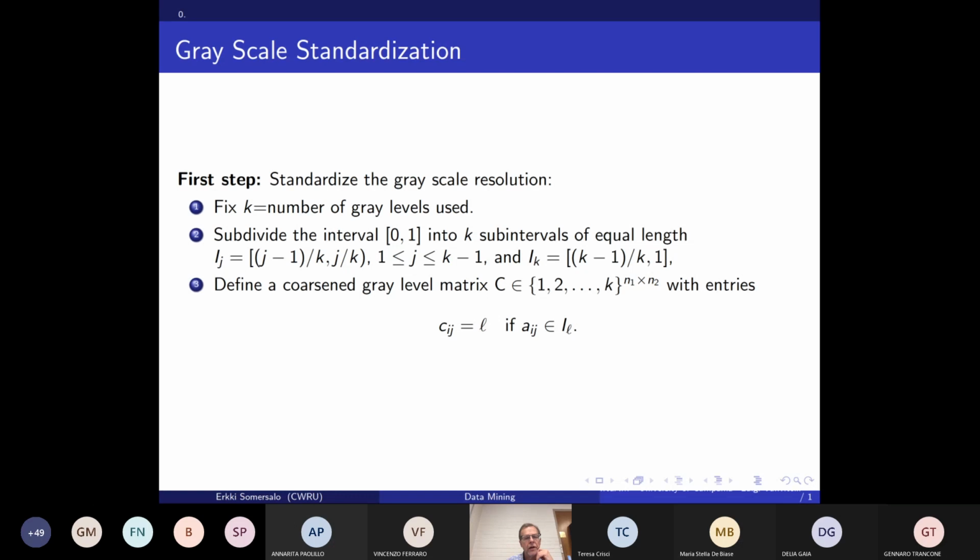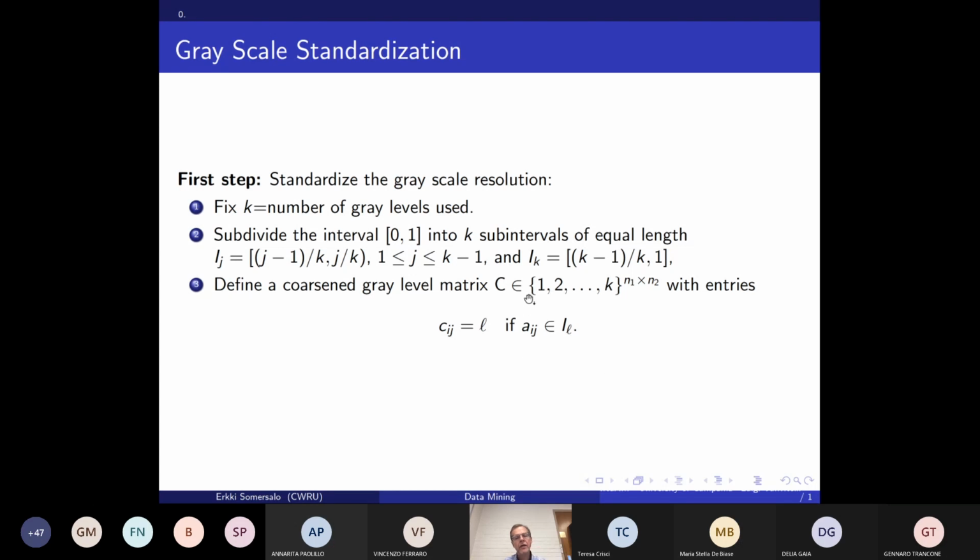You divide the interval into k subintervals of equal length, I_j. Then for each pixel, you ask in which interval your grayscale falls, and that's the classification of that pixel. So we are classifying each pixel depending on which interval the grayscale is in. And so that's the reduction of my image into an image where the number of grayscales is simply from 1 to k. So now my grayscales are integers.